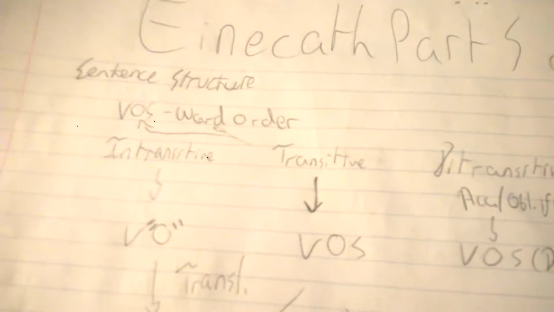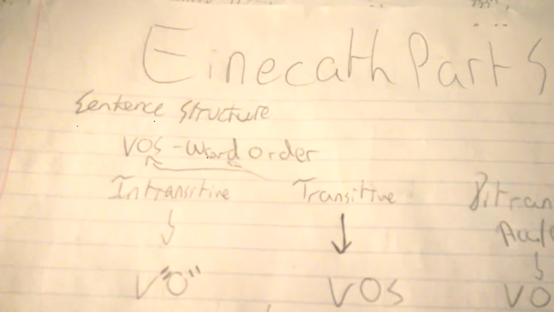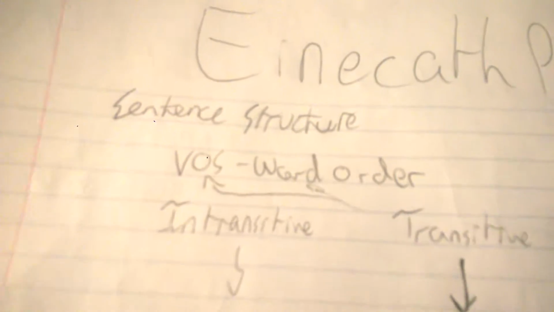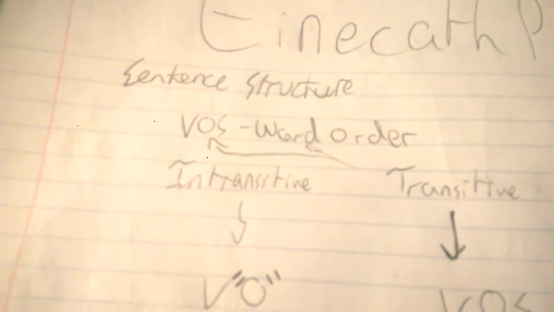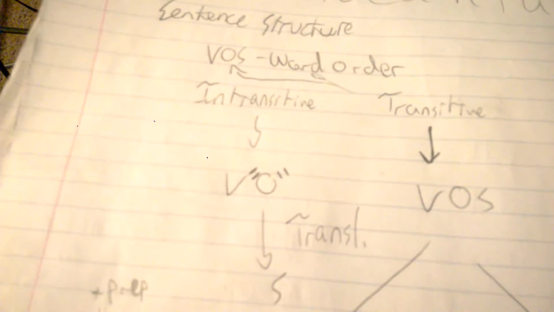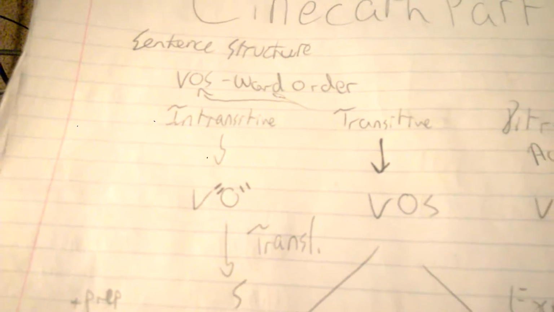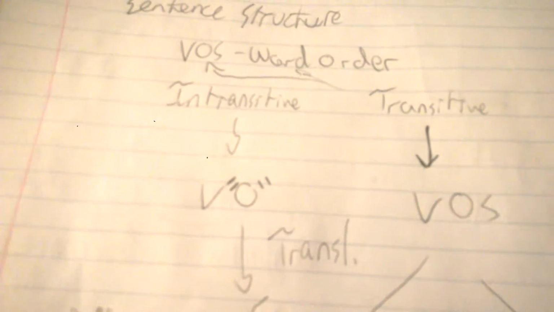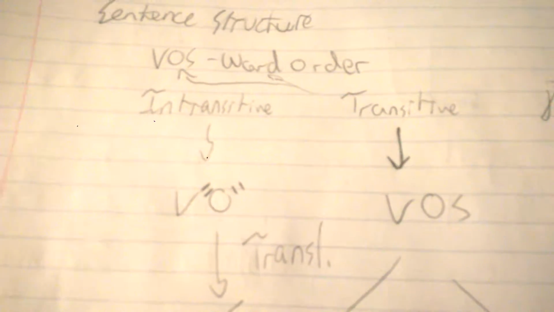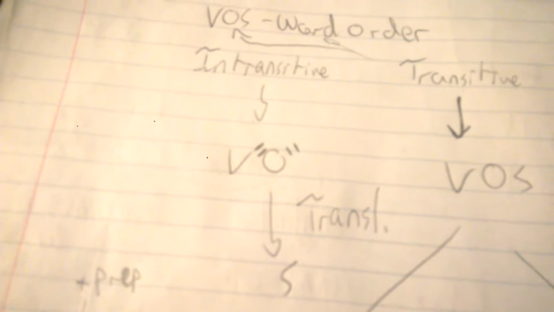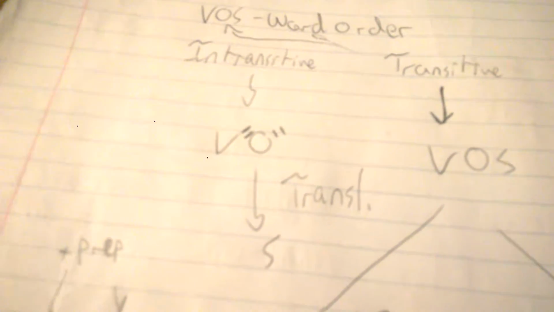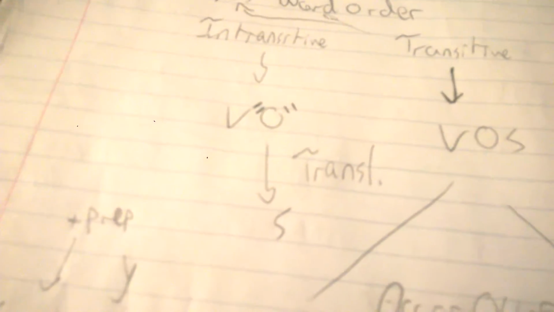Besides that, here is Einecath Part 5. This is going to go over sentence structure. So the basic word order of Einecath is VOS for intransitive clauses or sentences. It is just VO, but the O just means that the object would be treated like an object, even though it is still just using the intransitive verb.